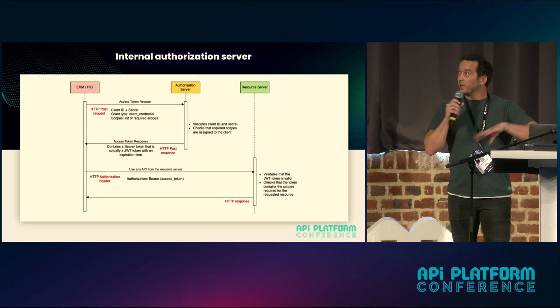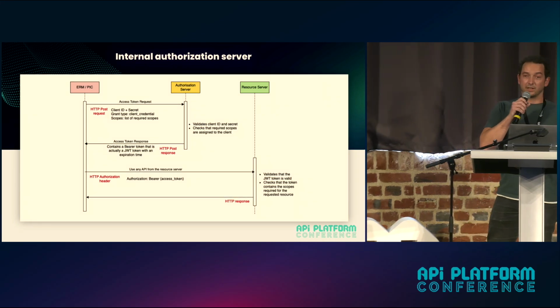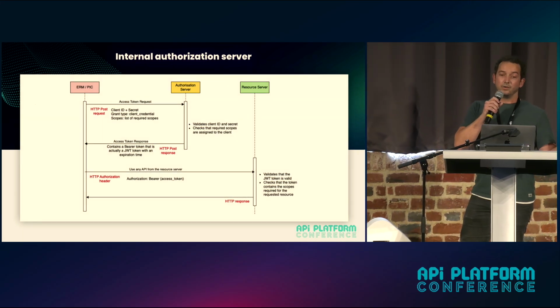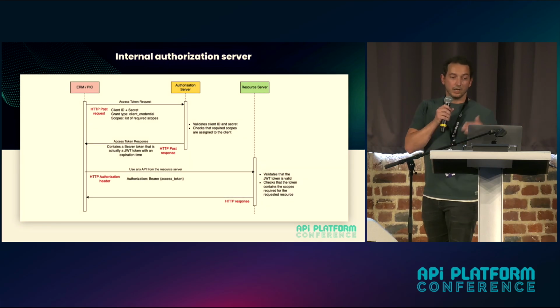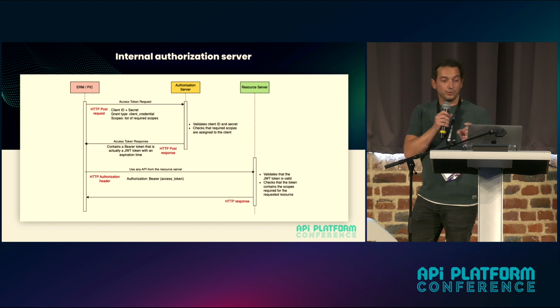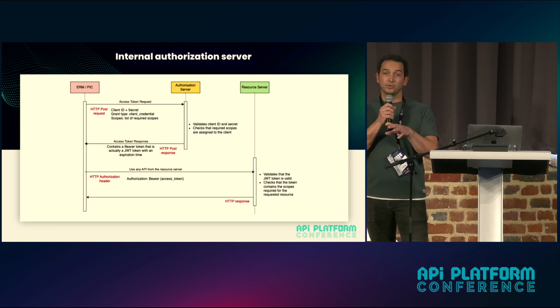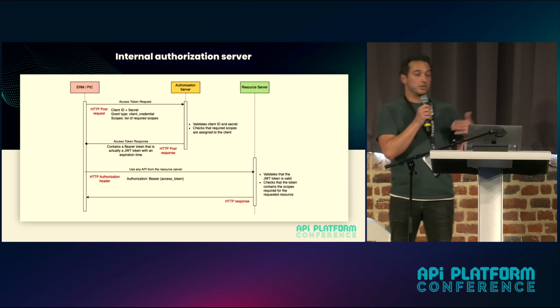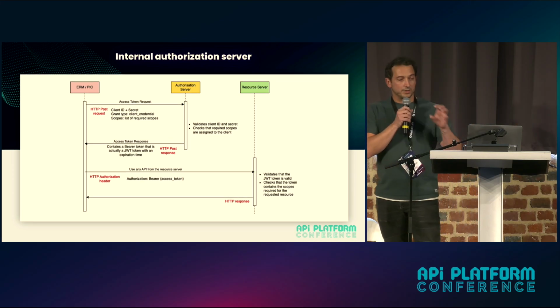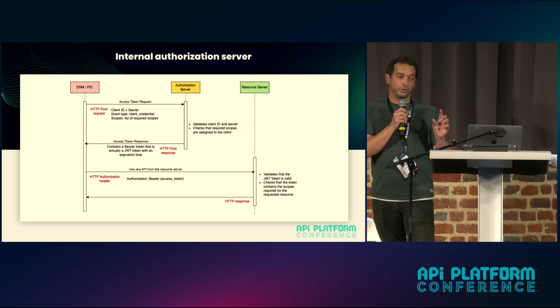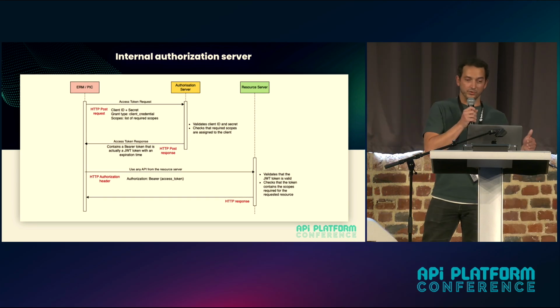So just a quick view of the workflow that I'm sure you all know. You send an API access token request to your authorization server. It will respond with a JWT token that you can then use when you request any API on the resource server. That will check that your token is valid, check that the scopes defined inside it are in tune with the required scope for the resource, and if everything is okay, you get your response.